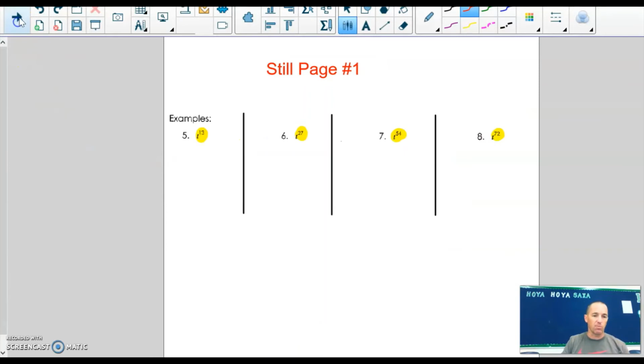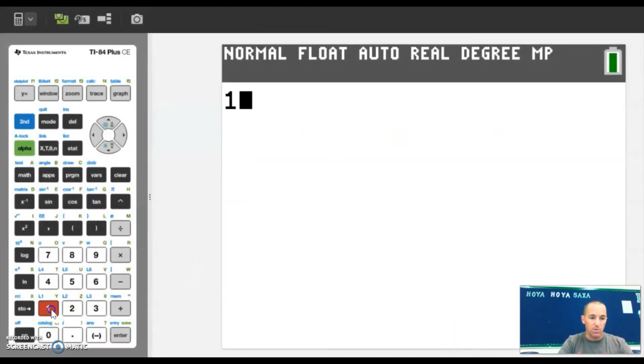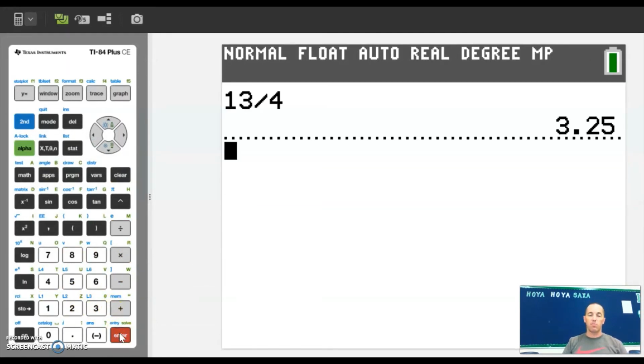All right, if you look below this little box, you've got these 4 examples. What we're going to do is take 13. 13 is the exponent, and we're going to divide it by 4. Why 4? Because there are 4 versions of i. I'm going to bust out my calculator. 13 divided by 4 comes out to be 3.25.